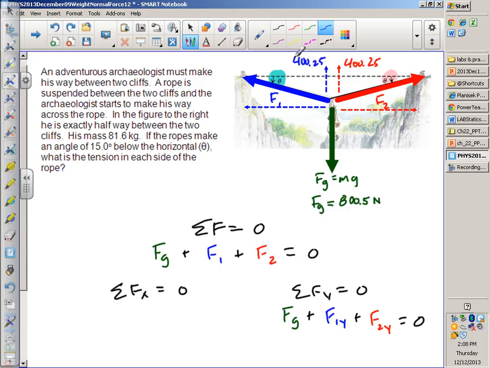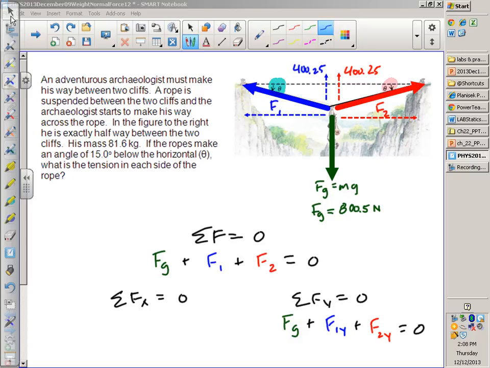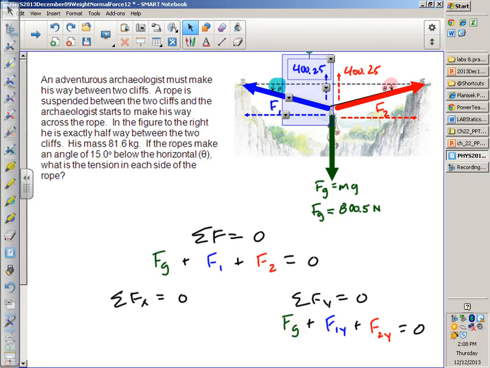Does that make sense? Why? 2 up forces, 1 down force. If we reason that these two have to be the same, they're each half. But it's not what this question asked us for, right? The question asked us for what is the tension. So let's take these.